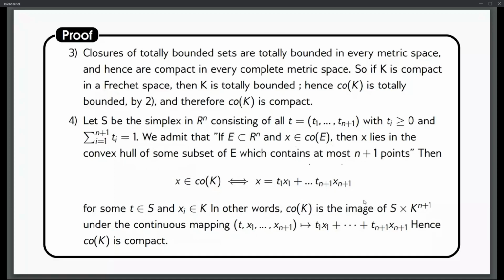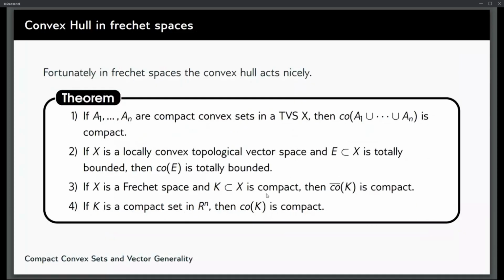which means in other words that the convex hull is going to be the inverse image of S cross K^(n+1) by the continuous mapping that takes t, the vector, and x1 to x(n+1), and gives you this. And this is obviously going to be continuous because it's just addition and multiplication, which are continuous operations in a topological vector space. So we get that the convex hull is compact. So we just proved that in the Fréchet space, we have these nice properties. This is not in general true. We have that the closure of the convex hull of compact sets is going to be compact. And in Rn, the convex hull is going to be compact.